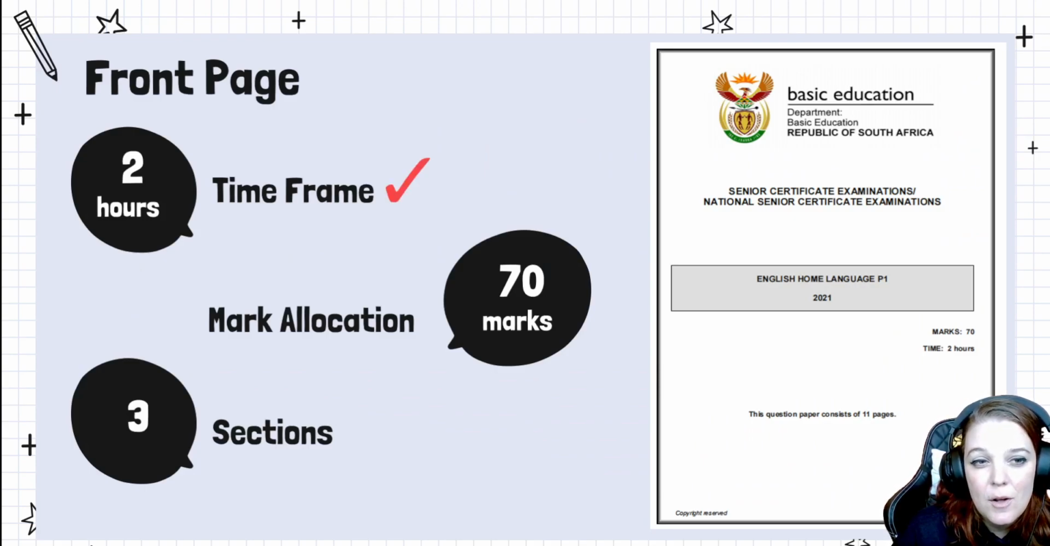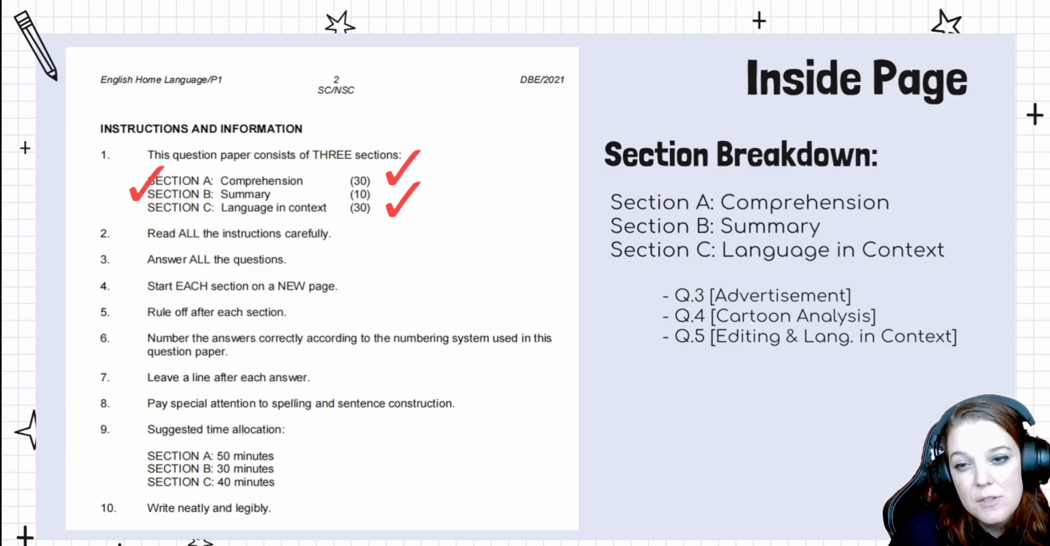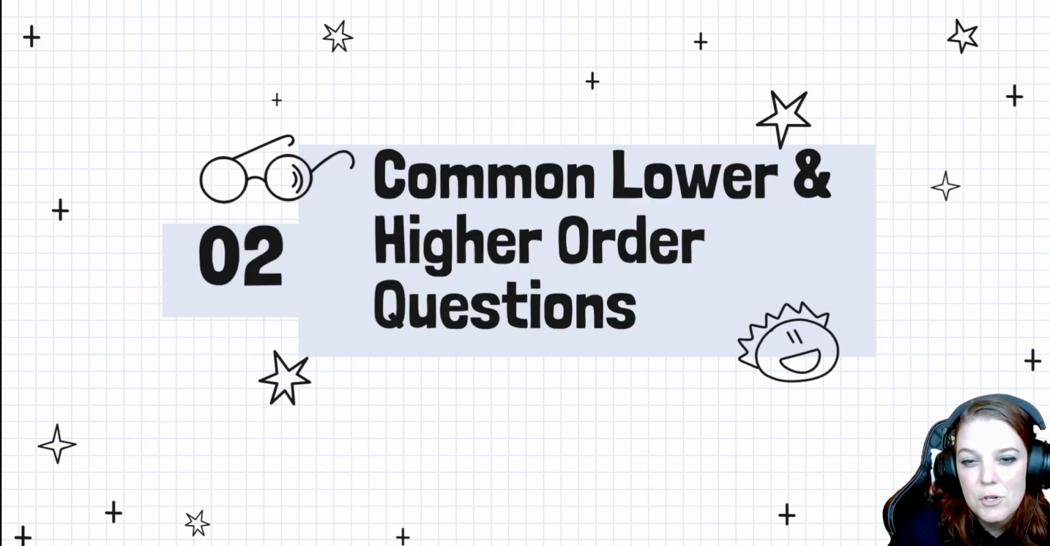You have a total of 2 hours to complete this paper. The mark allocation is out of 70, and there are 3 sections that we need to prepare for. Section A is a comprehension. Section B is our summary, and Section C is language and context. This is further broken down into advertisement, cartoon analysis, and an editing and language and context portion of our exam paper.